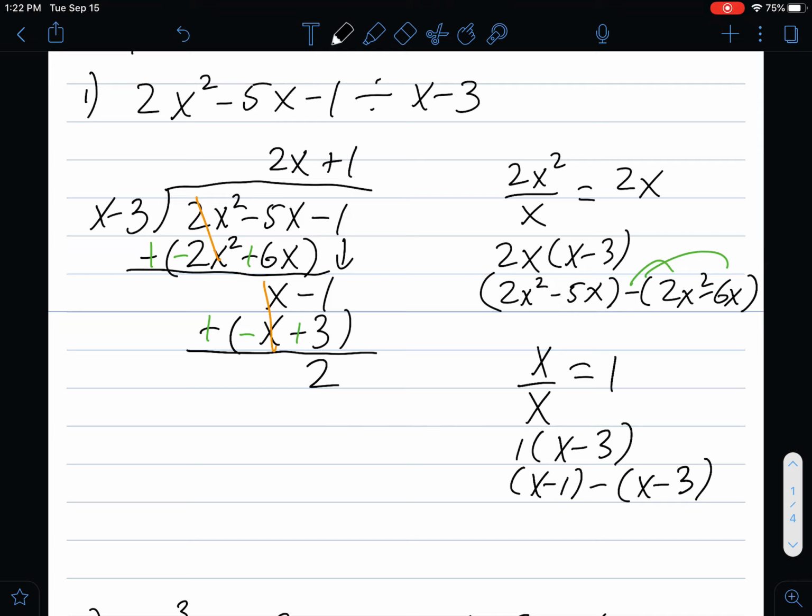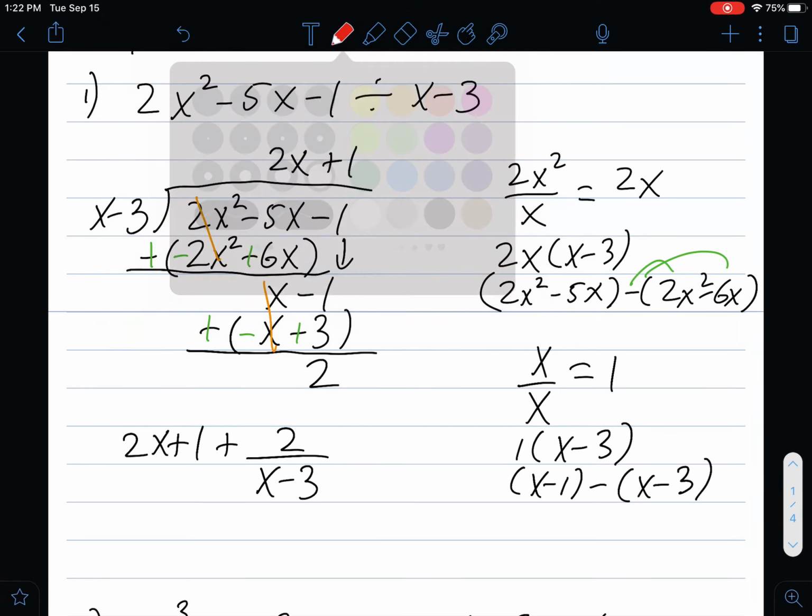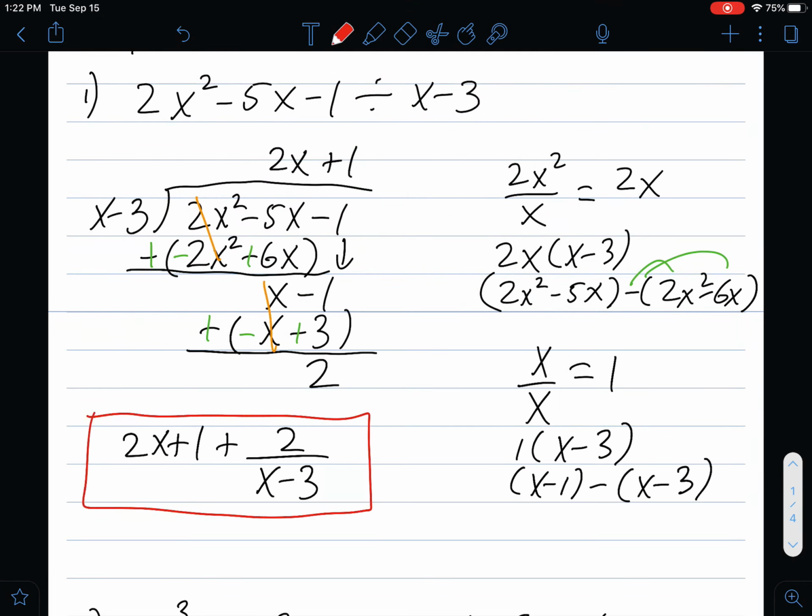is equal to 2. So our final answer is a quotient of 2x plus 1 plus our remainder 2 divided by our divisor, x minus 3. Right, so this is our full answer for number 2.